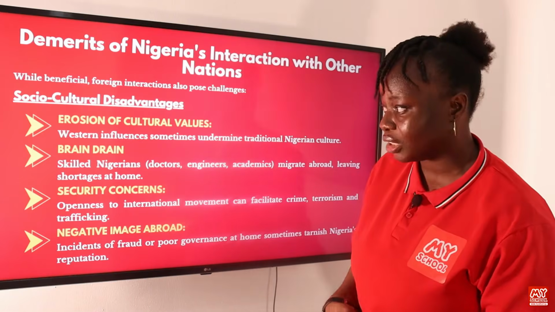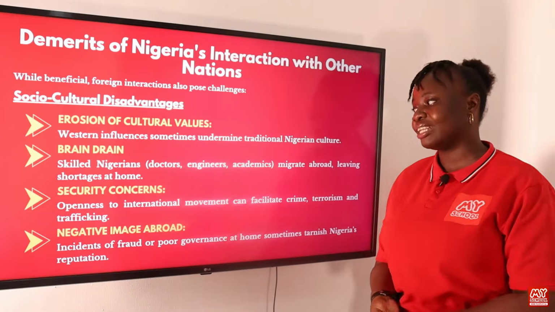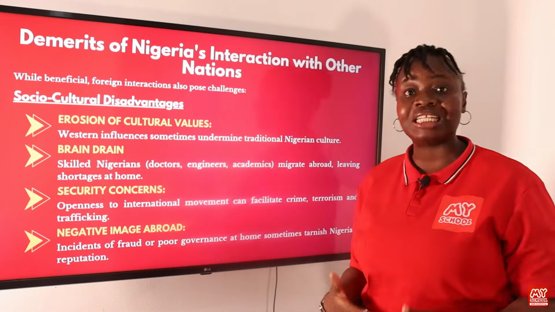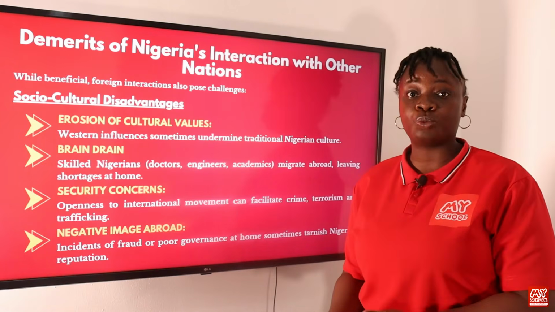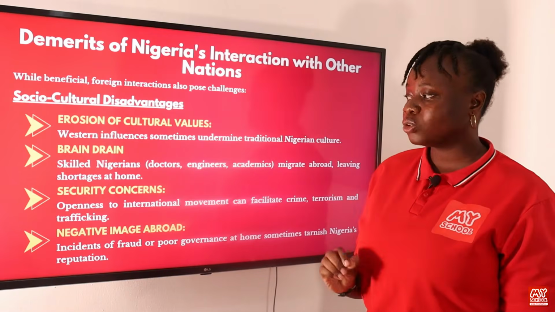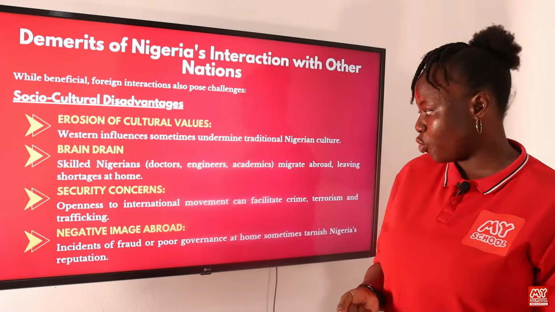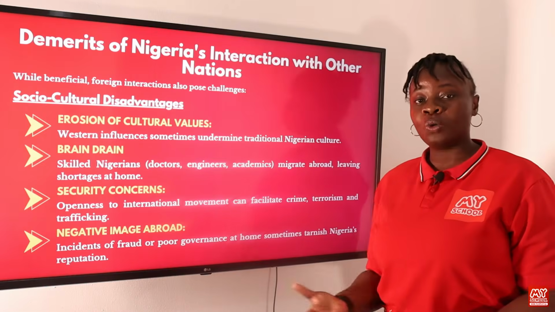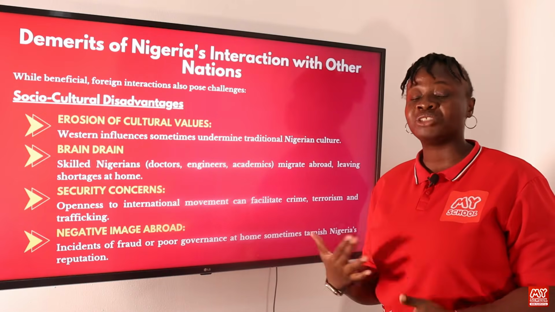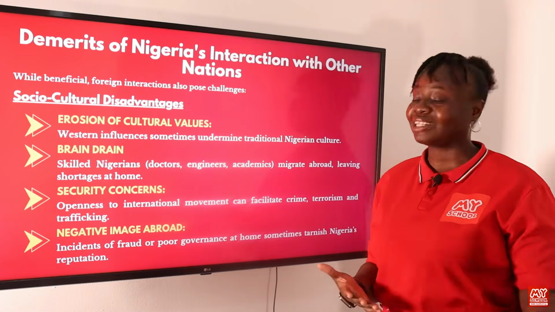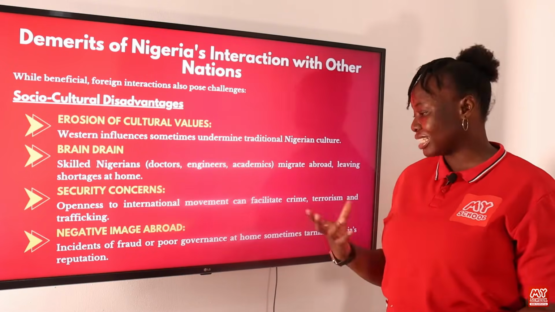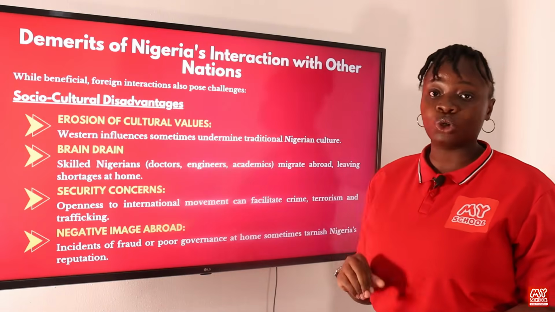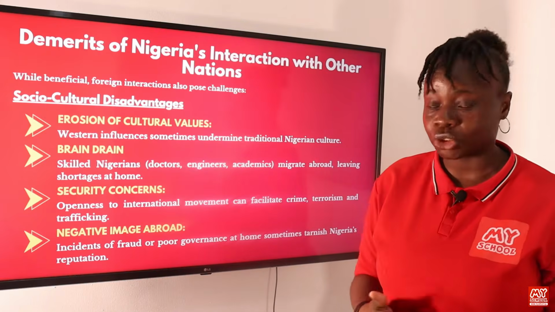Then it can also lead to brain drain. Skilled Nigerians like doctors, engineers, and academics, they migrate abroad and leave shortages at home. So a lot of our skilled professionals, they leave the country, and so we do not have a lot of the skilled professionals anymore. Then it can also lead to security concerns. Openness to international movements can facilitate crime, terrorism, and trafficking. So when you allow your borders to be open to several different people as a result of several different agreements that you made with other nations, it can facilitate crime, it can lead to terrorism, it can lead to the trafficking of people within the nation. So this is one of the many disadvantages of Nigeria's interaction with other nations.